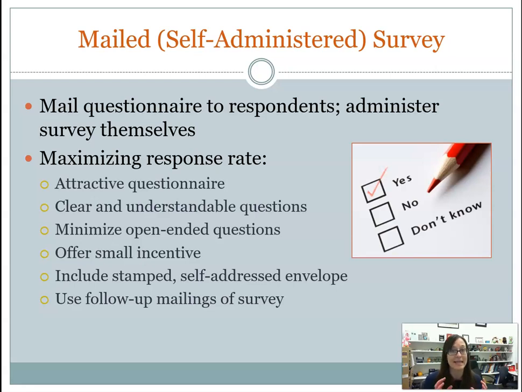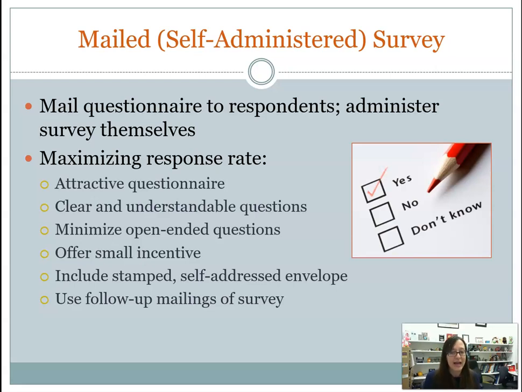You also want to make it as easy as possible for the person doing it. So you include the stamped, self-addressed envelope. They don't have to do anything. They just have to put it in there and drop it in the mailbox. They don't have to pay for postage. They don't have to write out the address. Everything is done for them to make it as easy as possible.